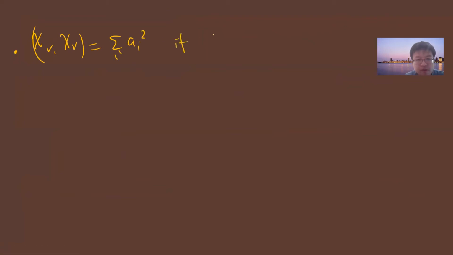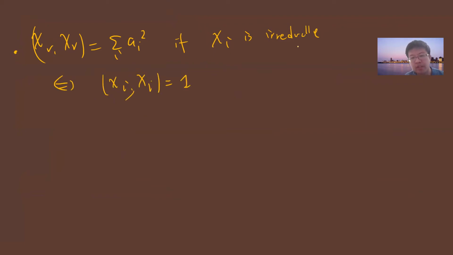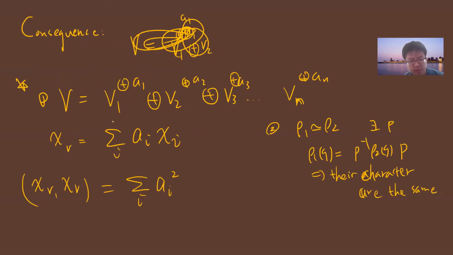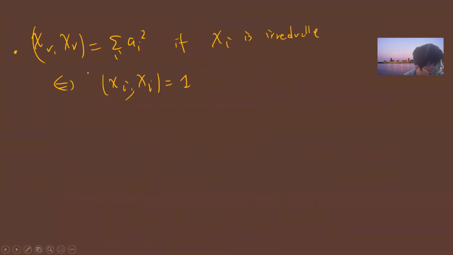So that means in general, the inner product of χ_V with itself will be the summation of a_i squared, which tells you that χ is irreducible if and only if the inner product equals 1. Previously we proved that if χ is irreducible, then the inner product will be 1. But now I have proved that if the inner product equals 1, then it is irreducible. The reason is that in the previous factorization, only one term will survive. So this is the proof.